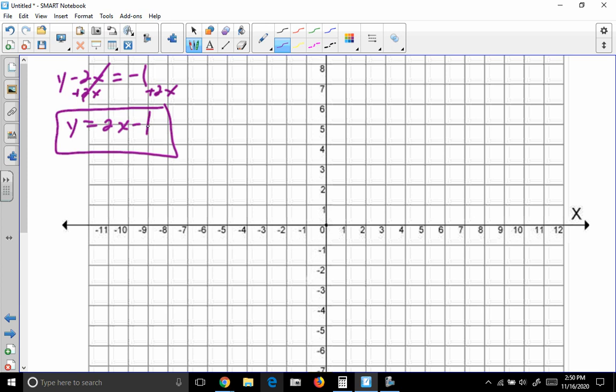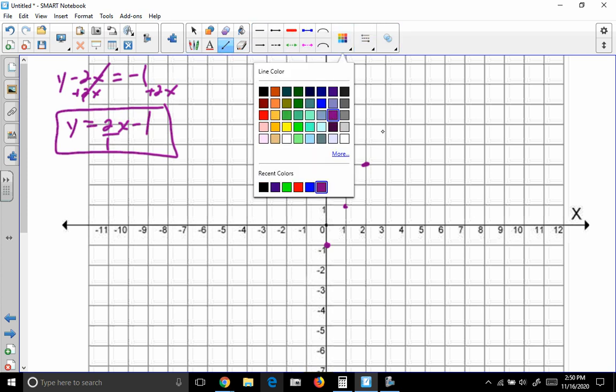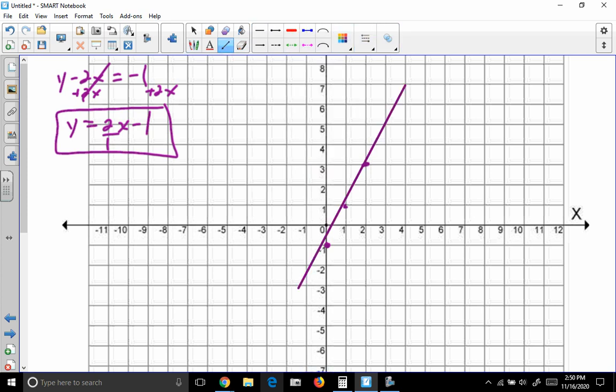This is in slope-intercept form. Minus 1 is our y-intercept. We have a slope of 2 or 2 over 1. So up 2 over 1. Up 2 over 1. So here's that line. Those are all the points that work for that first equation.